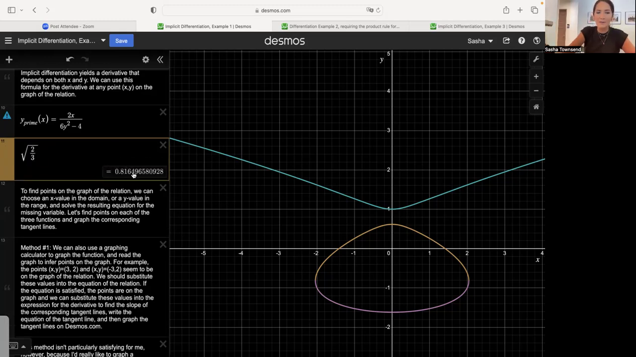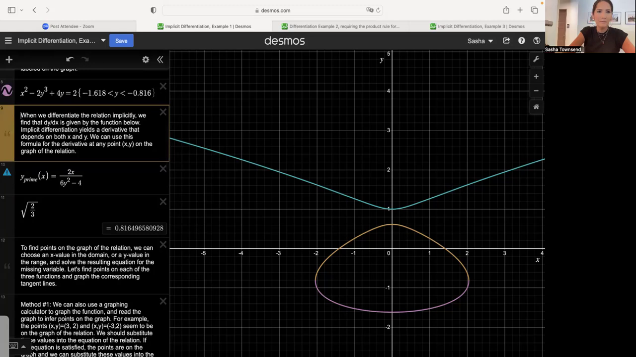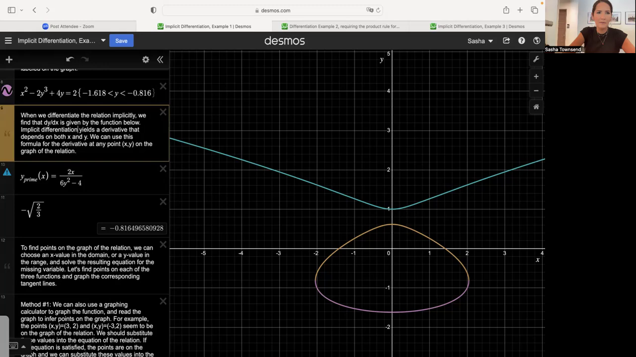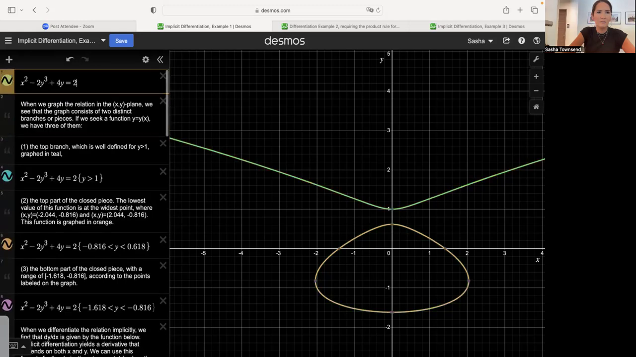About 0.816, which is consistent with this value. Y goes from negative 1.618 to negative 0.816. So yeah, that makes sense. But yeah, we can substitute these y values, y equals the negative of that, into the original function. And then you can solve for the corresponding x value. And that's actually relatively easy to do because you just end up with x squared equals a number and you can take the square root of it.